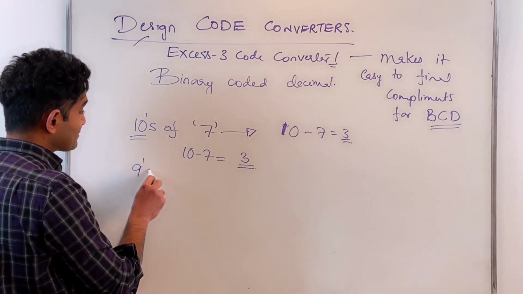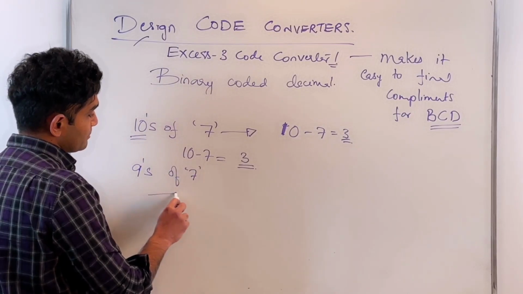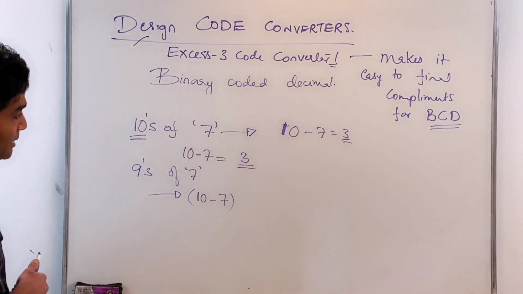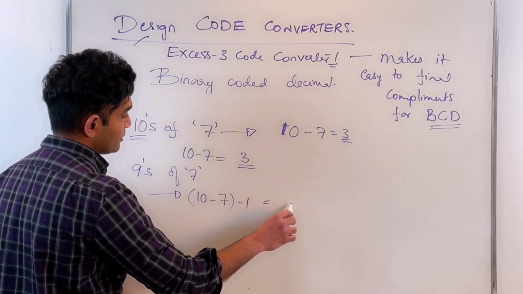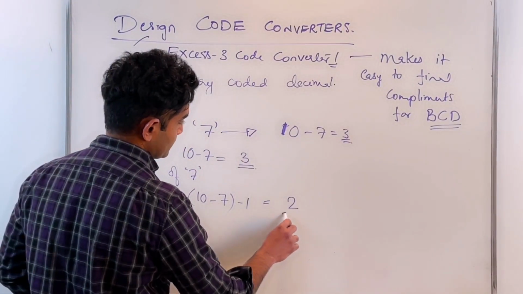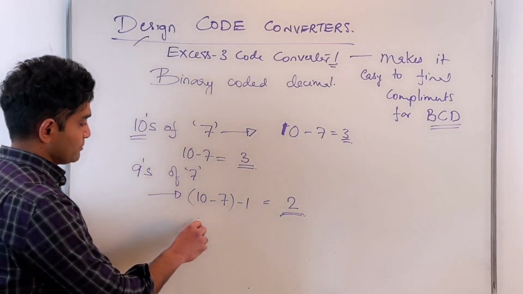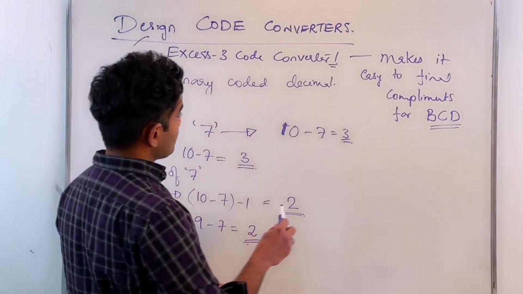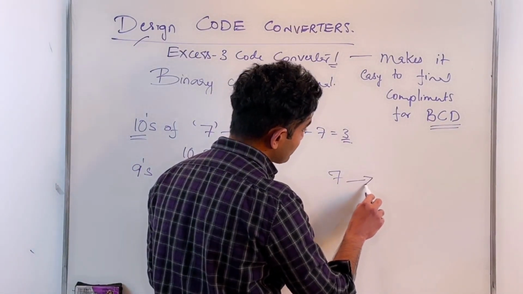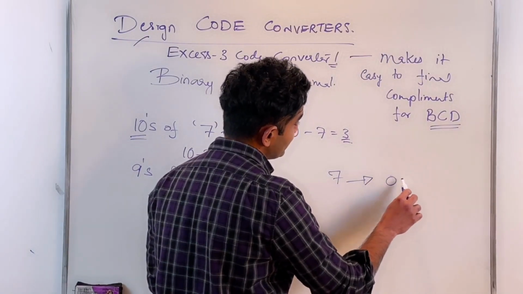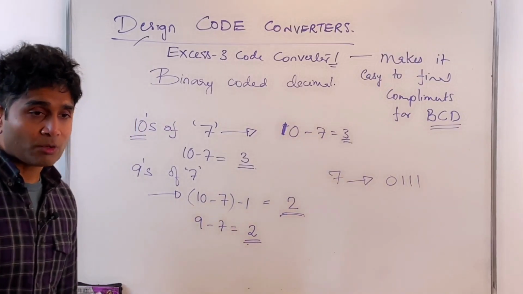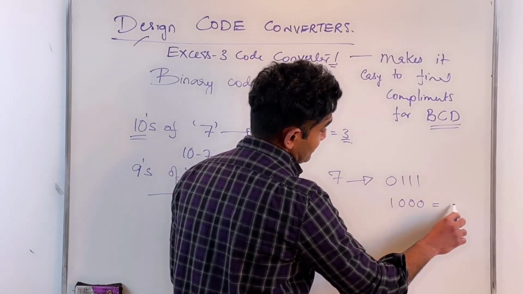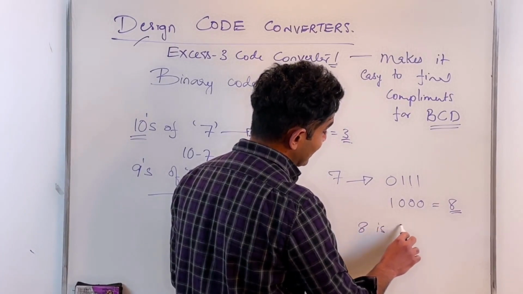Now, if I were to ask you the 9's complement of 7, that would be the 10's complement, 10 minus 7, and you subtract 1 from that, right? And that gives you 2. Or it's 9 minus 7, that is 2. Okay, now I can express 7. What is the binary coded decimal format for 7? It would be 0, 1, 1, 1, right? Now, unfortunately, if I invert all the bits, what do I get? I get 1, 0, 0, 0, which is basically 8. And 8 is not the 9's complement of 7.